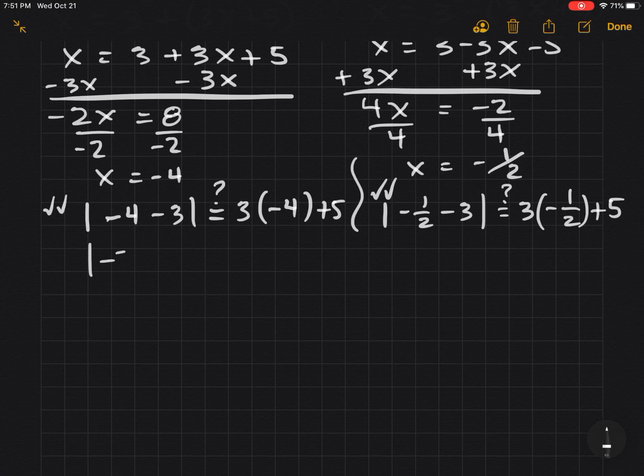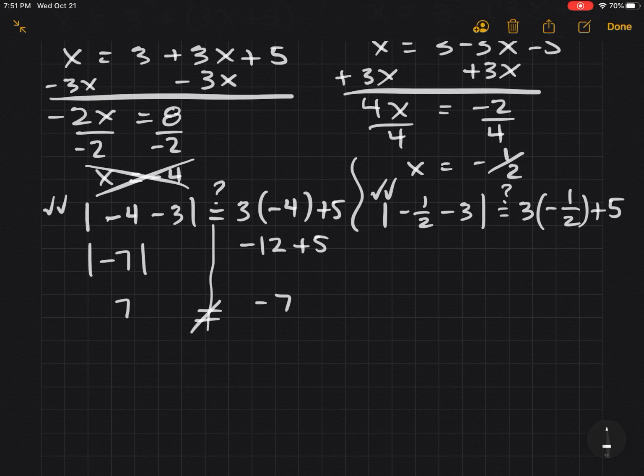So here I get the absolute value of negative 7 is just a positive 7. And now I'm going to simplify this side. I get a negative 12 plus 5 is negative 7. So these are not equivalent. That means this is extraneous. It is not one of the solutions.